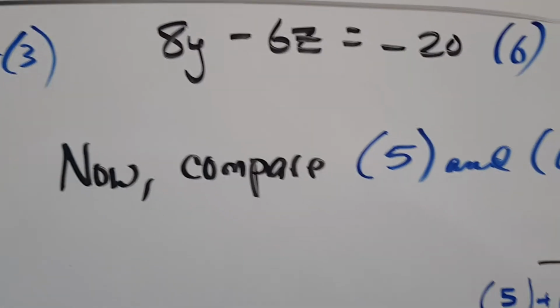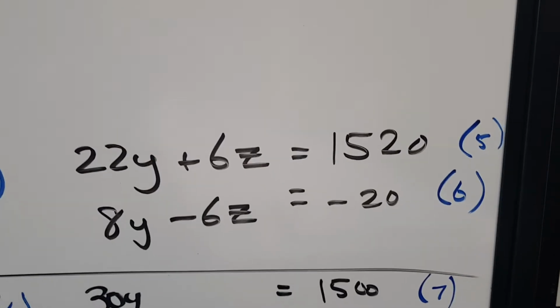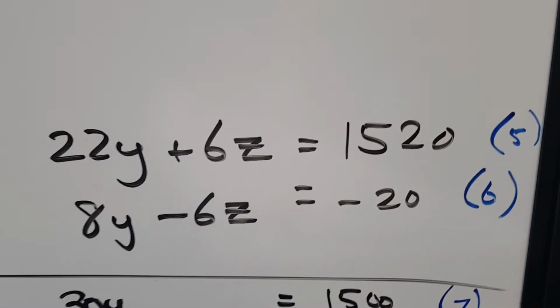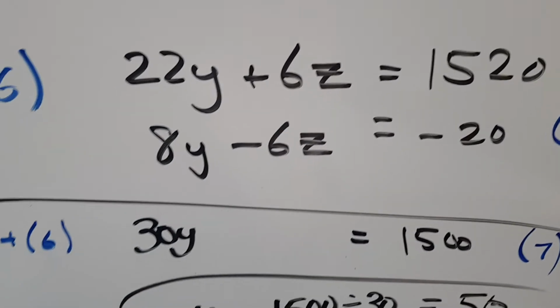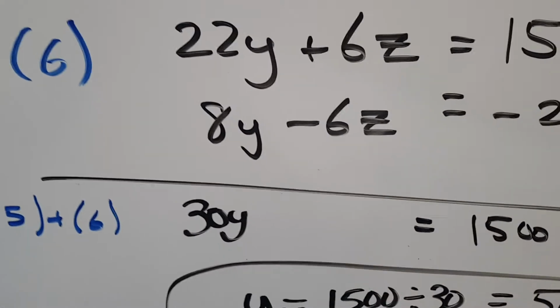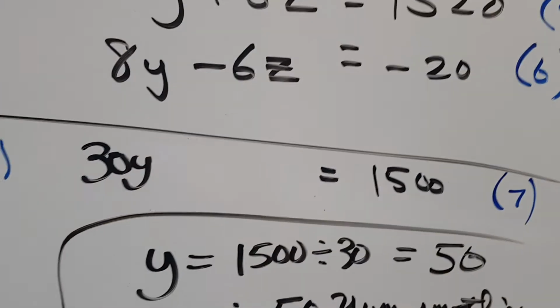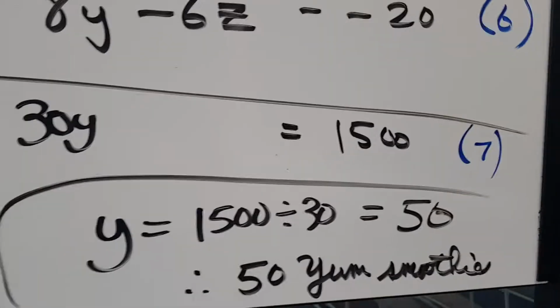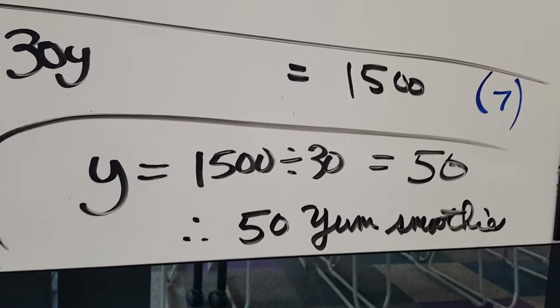Okay, now let's compare equation 5 and equation 6. I see the x variable has been eliminated. And since I've got a plus 6z and a negative 6z, if I add equations 5 and 6 together, I've now eliminated the z variable. 30y is 1,500, equation 7. If I want to find y, 1,500 divided by 30 gives me 50.